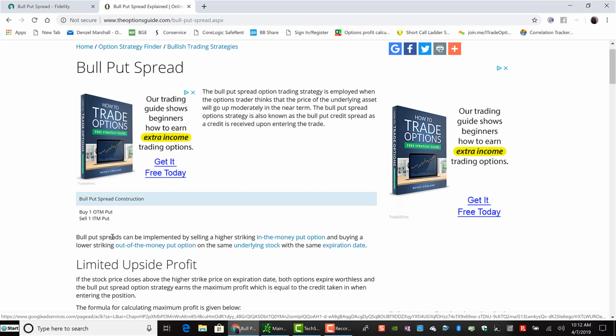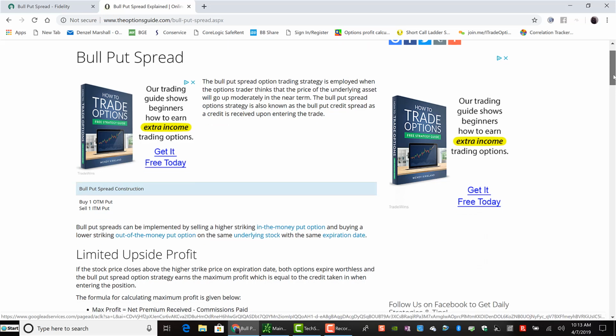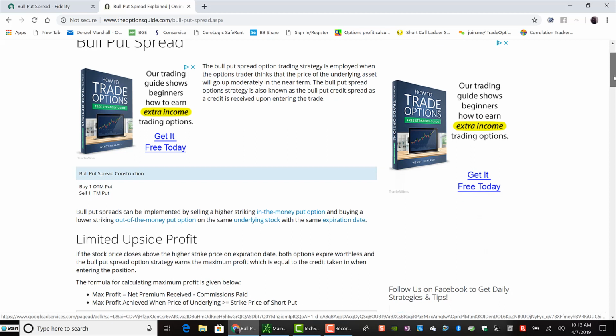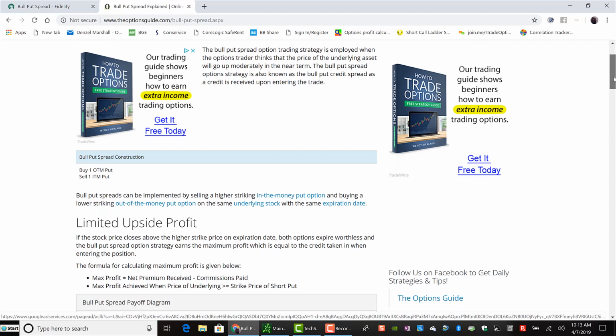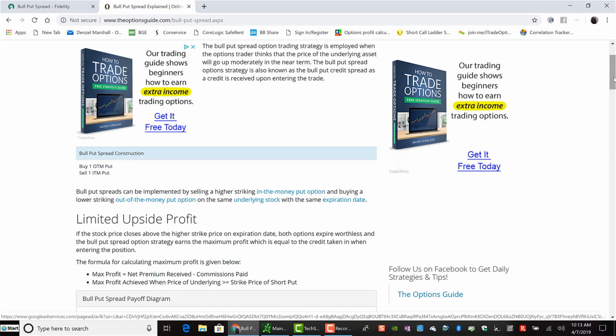So the bull put spread can be implemented by selling the higher striking in the money put option and buying a lower striking out of the money put option on the same underlying stock with the same expiration. And for those of you guys who don't know about optionsguide.com, it is a very good resource if you want to see some written information to get a better understanding of some of the different option strategies.